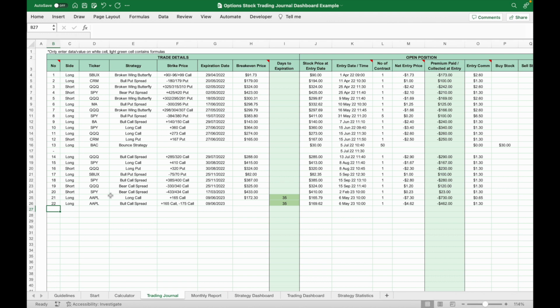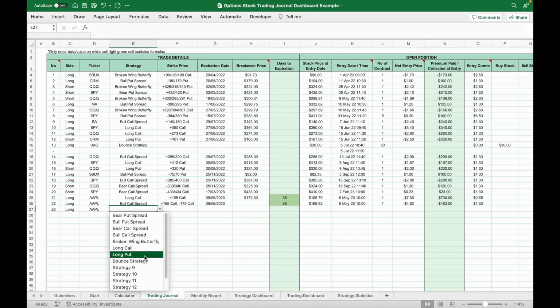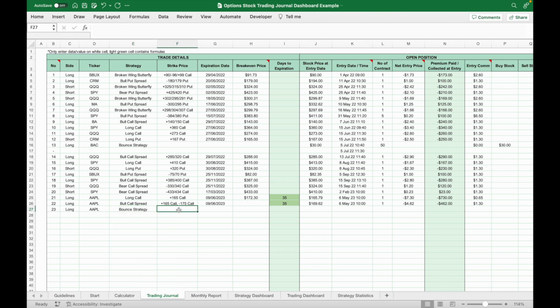For trading stock, the way you input data in this spreadsheet is a little bit different. So I will show you how to input the data on this spreadsheet for trading stock. First, input your trade number, select your trade direction, then input the ticker of the underlying stock, select the strategy of your stock trading. For strike price, expiration date and break-even price, you can just leave it blank if you are trading the stock. Then input your stock price at entry date and then your entry date and time.